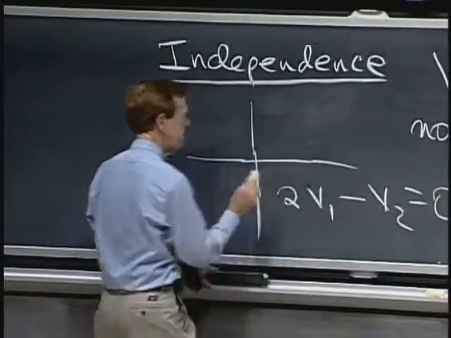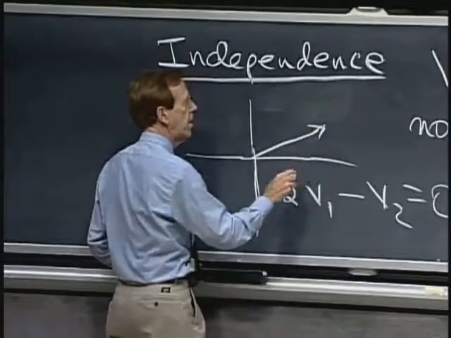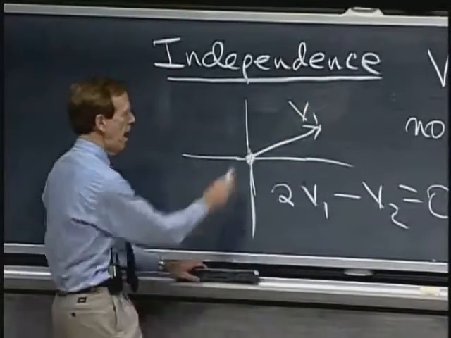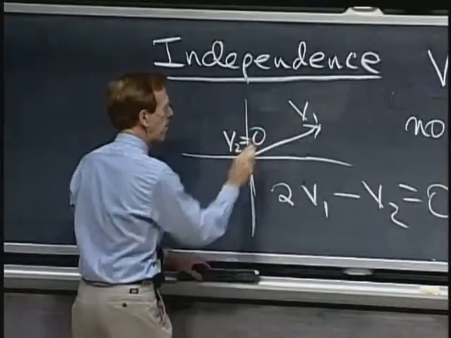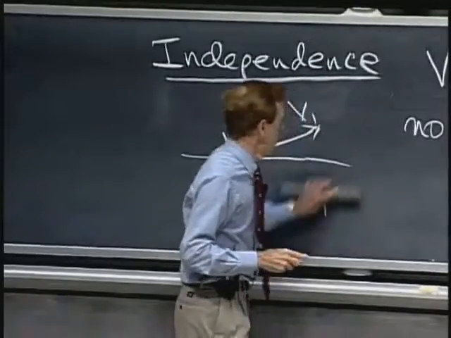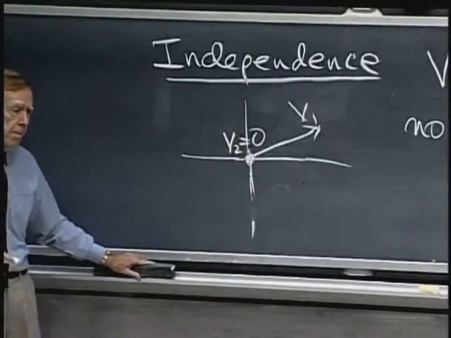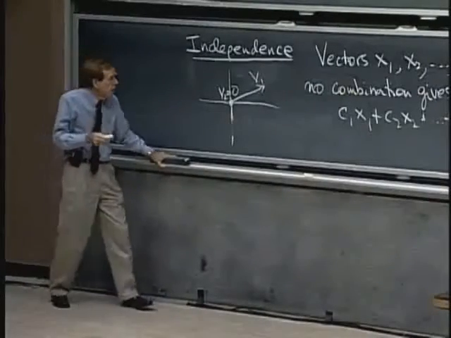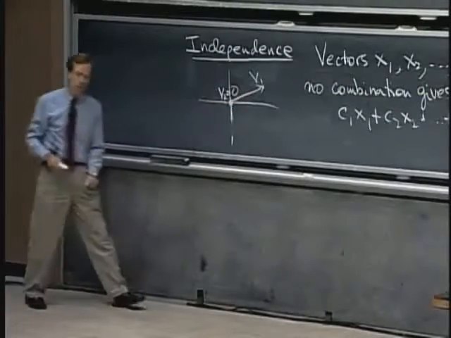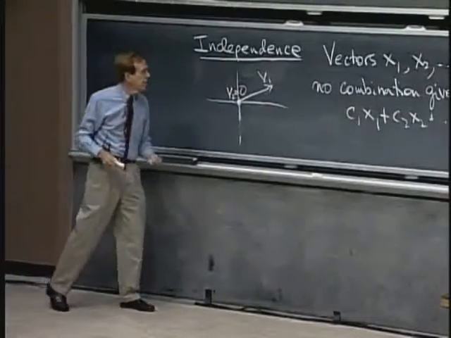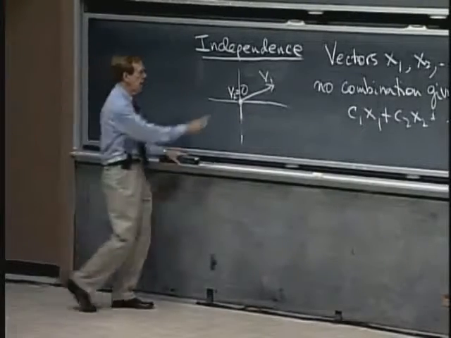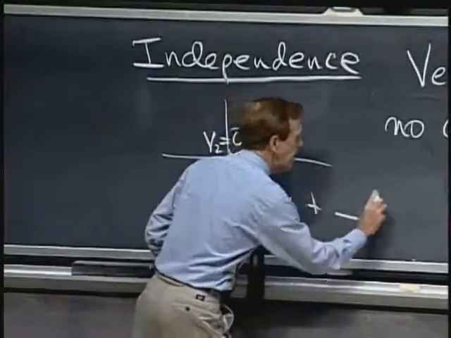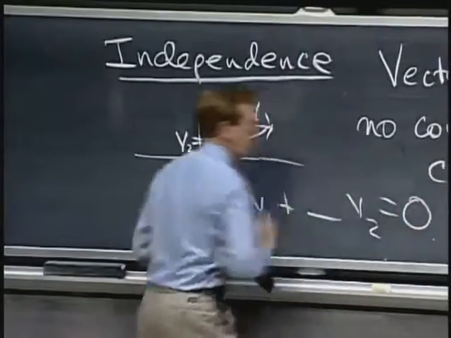Here's another easy example. Suppose I have a vector v1 and v2 is the 0 vector. Are those vectors dependent or independent? They're dependent again. You could say, well, this guy is 0 times that one. But let me write it the other way. What combination? How many v1s and how many v2s shall I take to get the 0 vector?